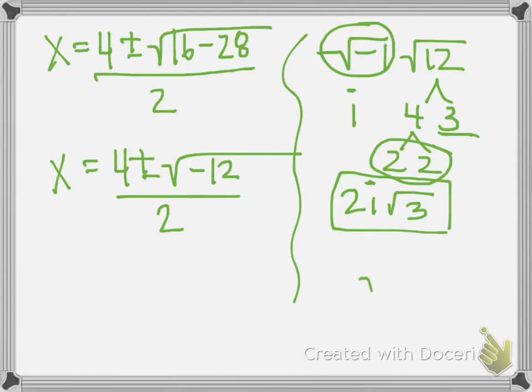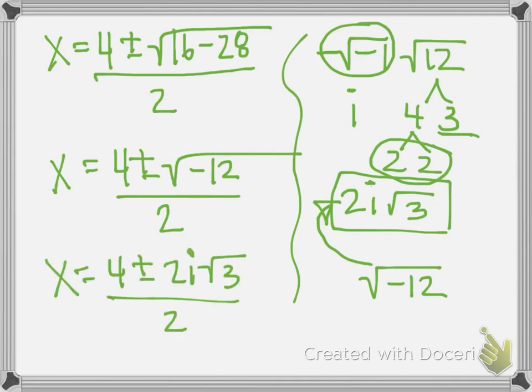Basically, you could think like this. Square root of negative 12 simplifies to this. So I substituted, instead of square root of negative 12, I put 2i square root 3. Next page, I'm going to finish simplifying.